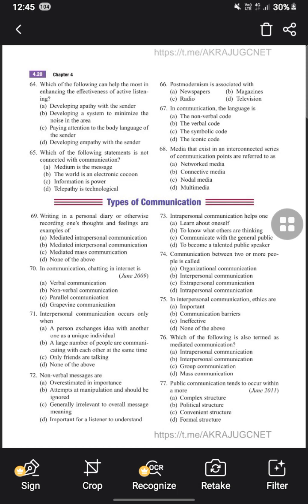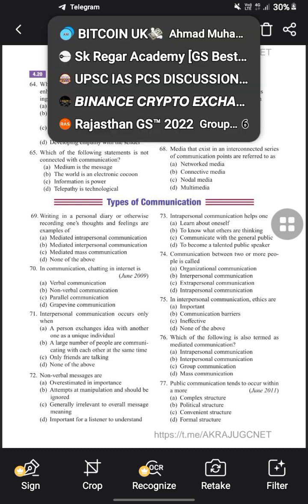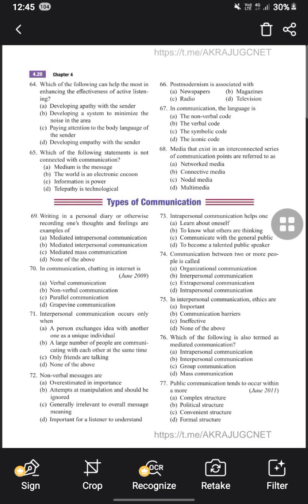Which of the following statements is not connected with communication? 65 is D, telepathy is technological. Postmodernism is associated with, 66 is D, that is television. In communication, language is what? 67 is B, the verbal code. Media that are an interconnected series of communication points are referred to as. 68 is A, network media.